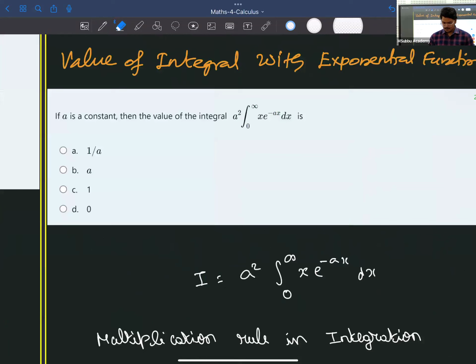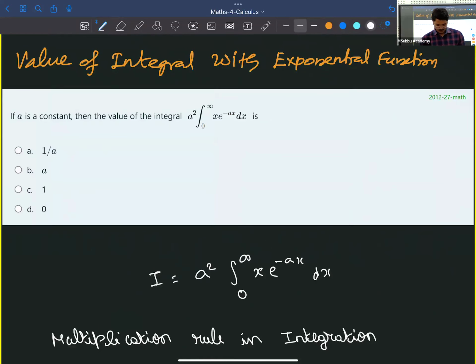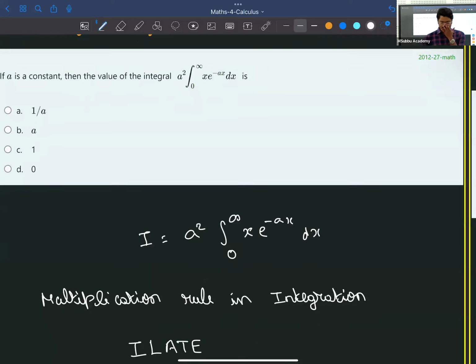Okay, we'll move on to the next problem. This is another problem with integral with respect to exponential functions. This is termed as by-parts integration. Similar to the product rule in differentiation of u into v, similarly we have integration of u into v. So that is termed as by-parts.